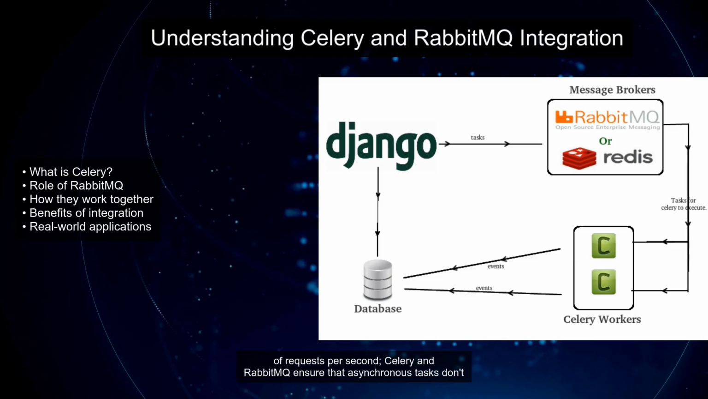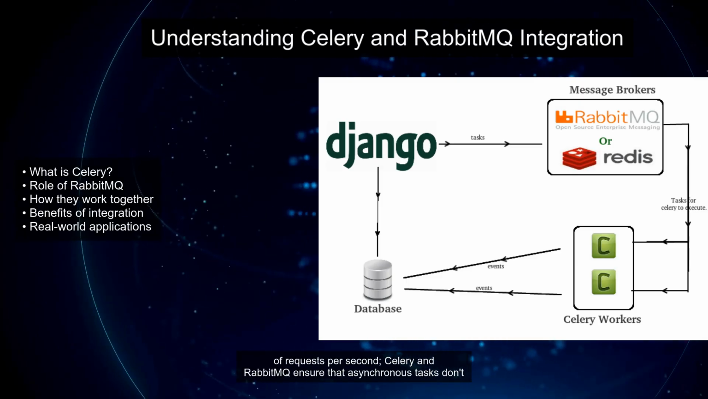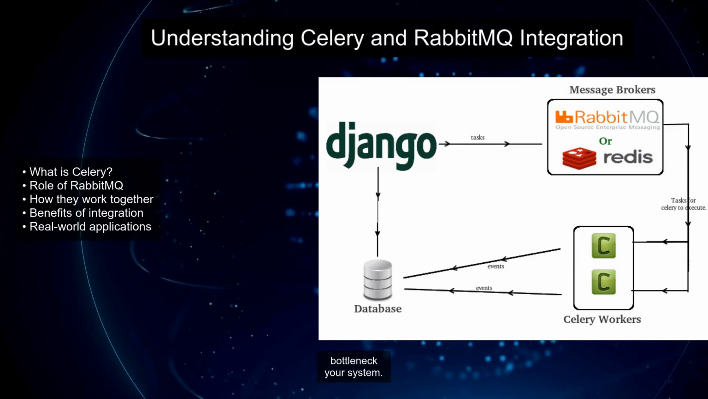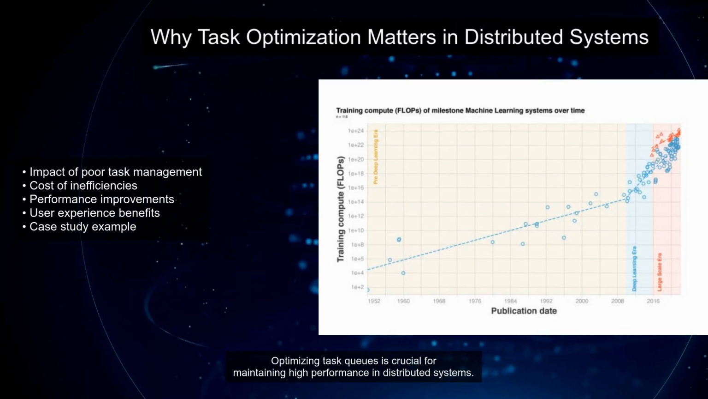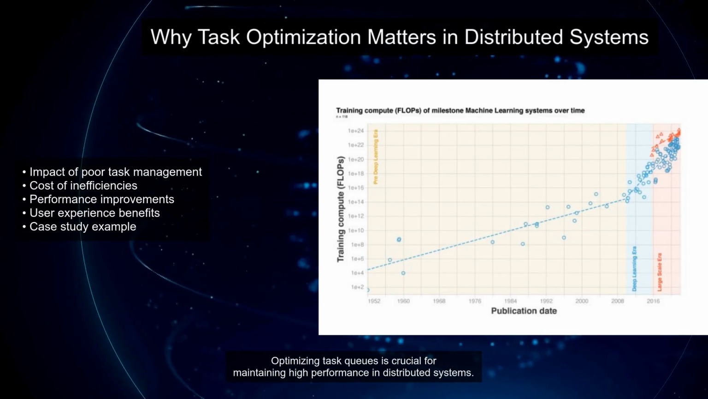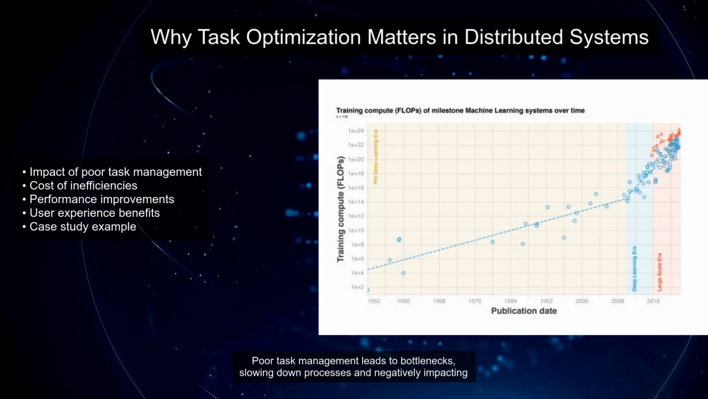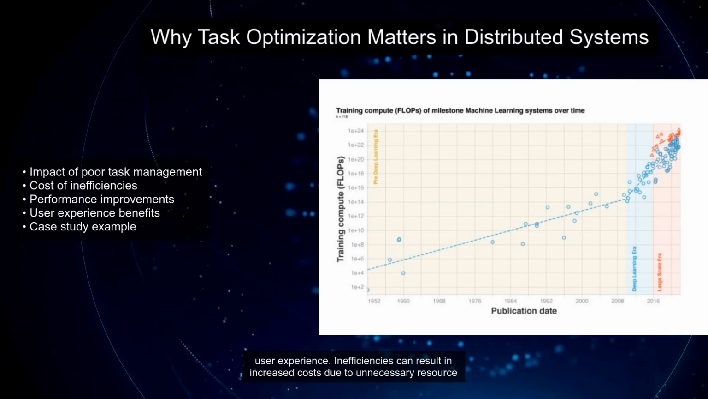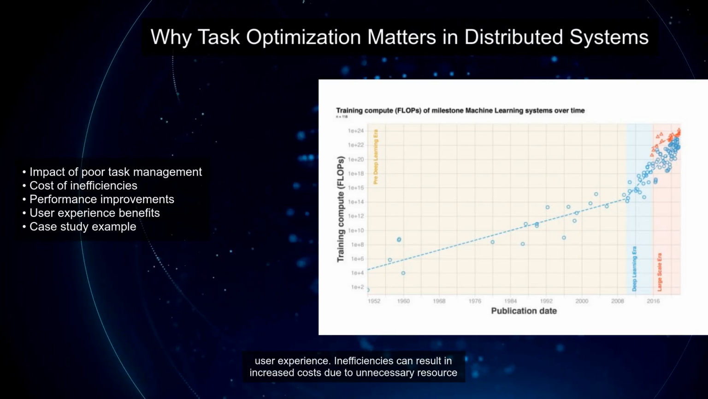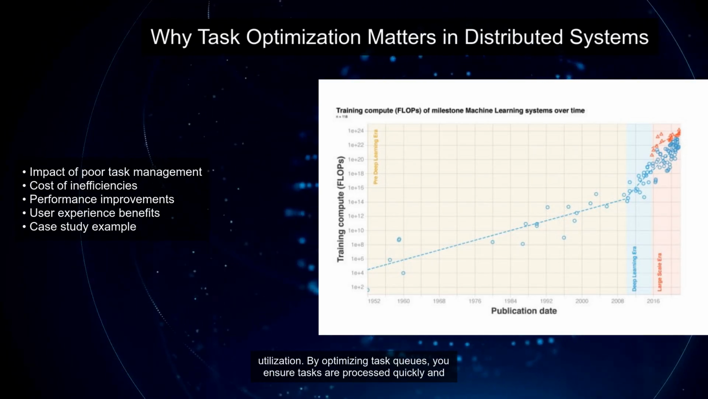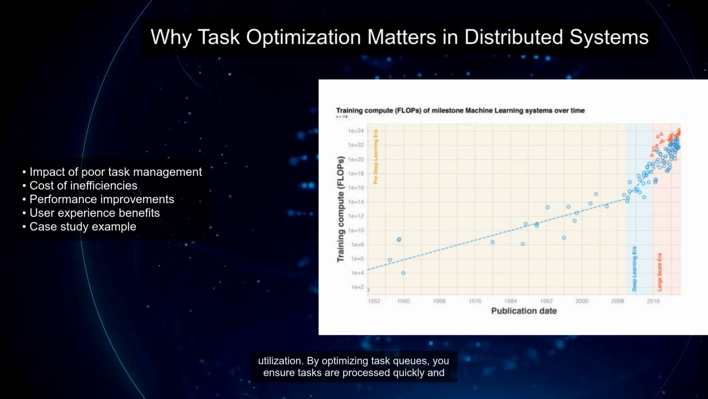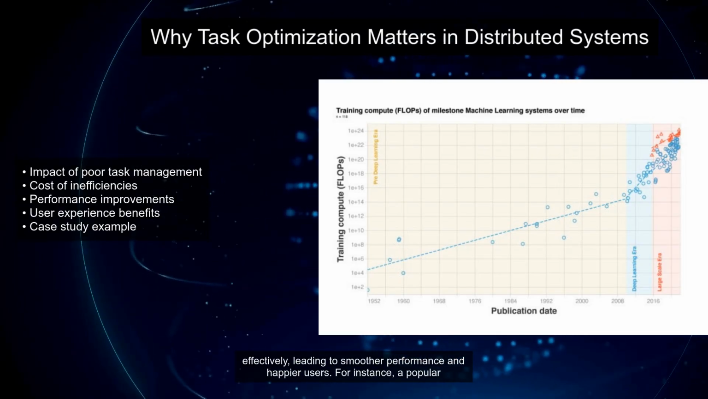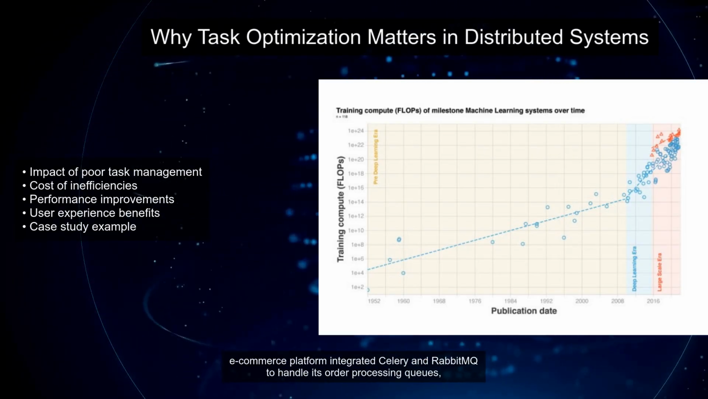Imagine a web application handling thousands of requests per second. Celery and RabbitMQ ensure that asynchronous tasks don't bottleneck your system. Optimizing task queues is crucial for maintaining high performance in distributed systems. Poor task management leads to bottlenecks, slowing down processes and negatively impacting user experience. Inefficiencies can result in increased costs due to unnecessary resource utilization. By optimizing task queues, you ensure tasks are processed quickly and effectively, leading to smoother performance and happier users.